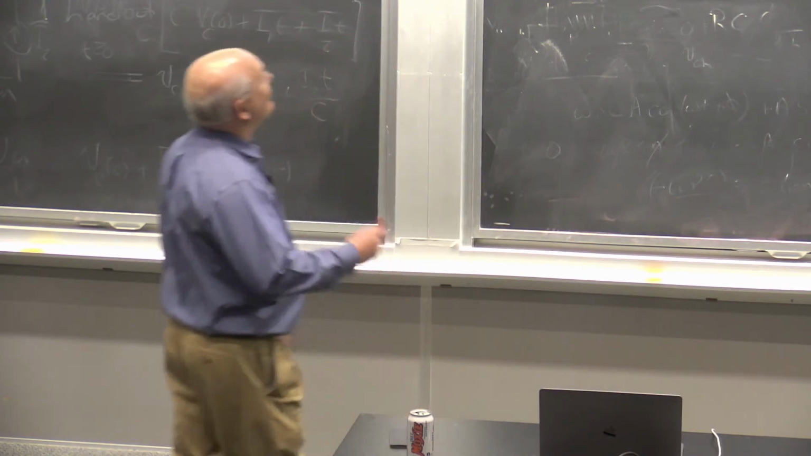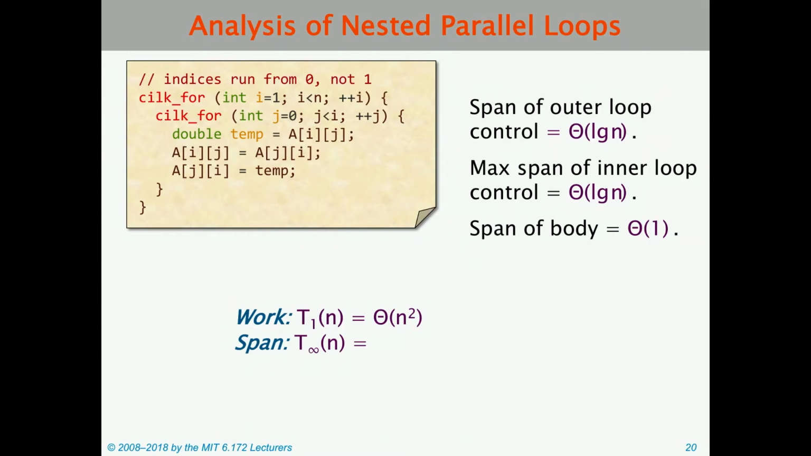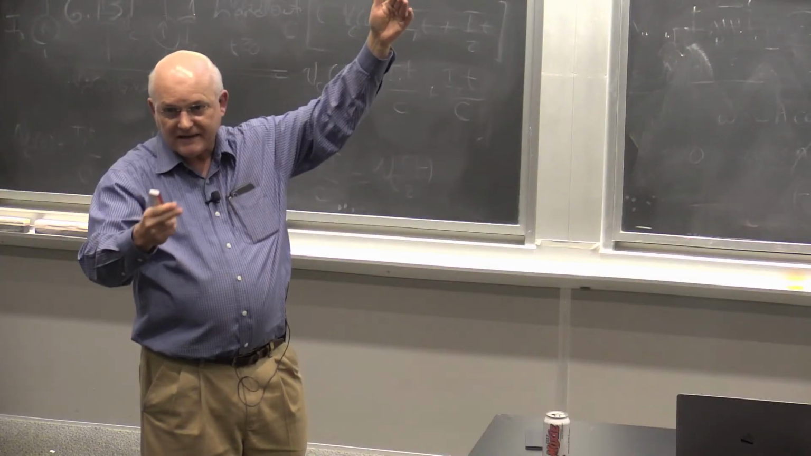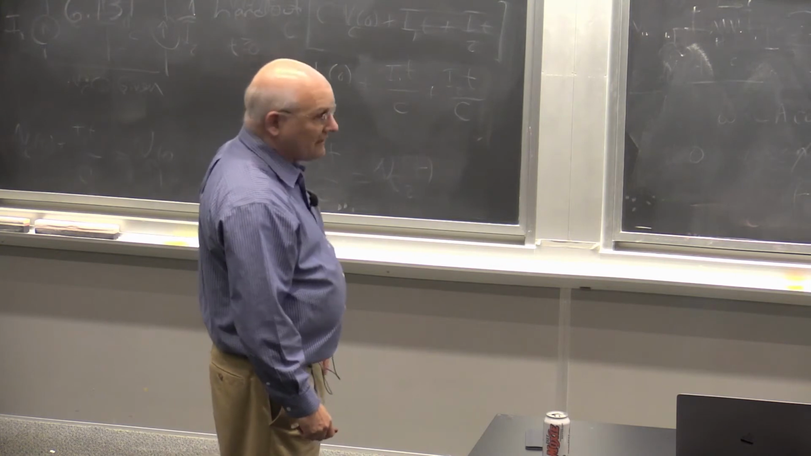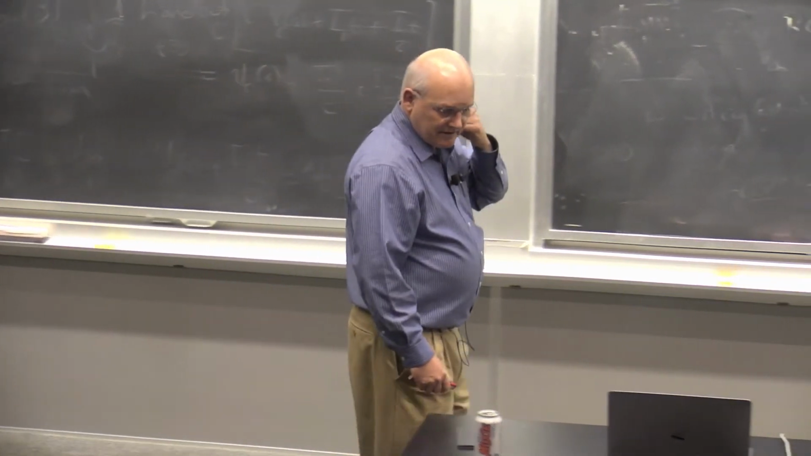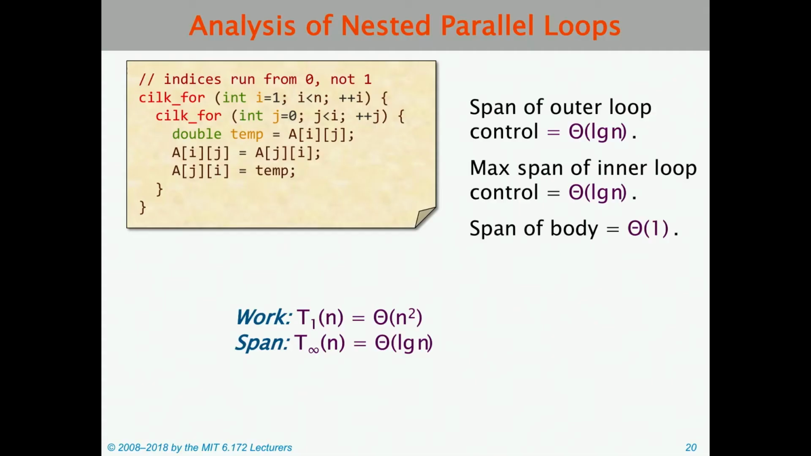Boom. So the span of the outer loop is order log n, the inner loop is order log n, and the span of the body is order 1, because now we're going down to the body, which is just doing one iteration of serial execution. It's not doing i iterations, it's only doing one iteration. And so I add all that together and I get log n. Okay, does that make sense?